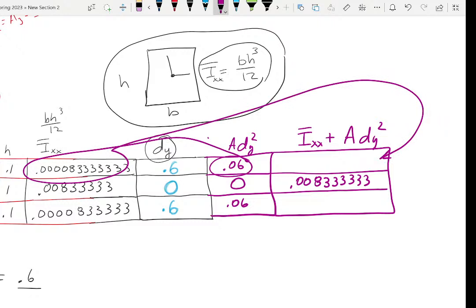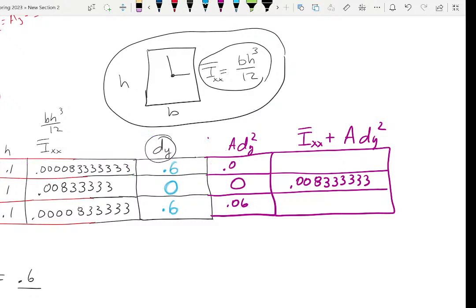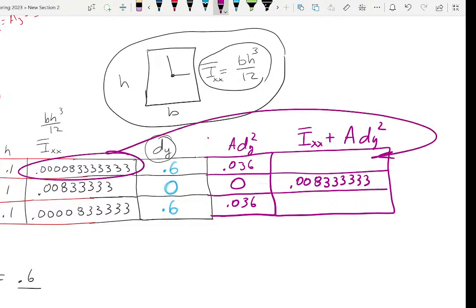So did I really? I sure did. I'm glad you caught me there. It should be 0.036, right? That's great. Yeah, thank you. But it didn't affect this yet. It did affect those. But now I've got to take the 0.036, add it to this thing, and put it right there.